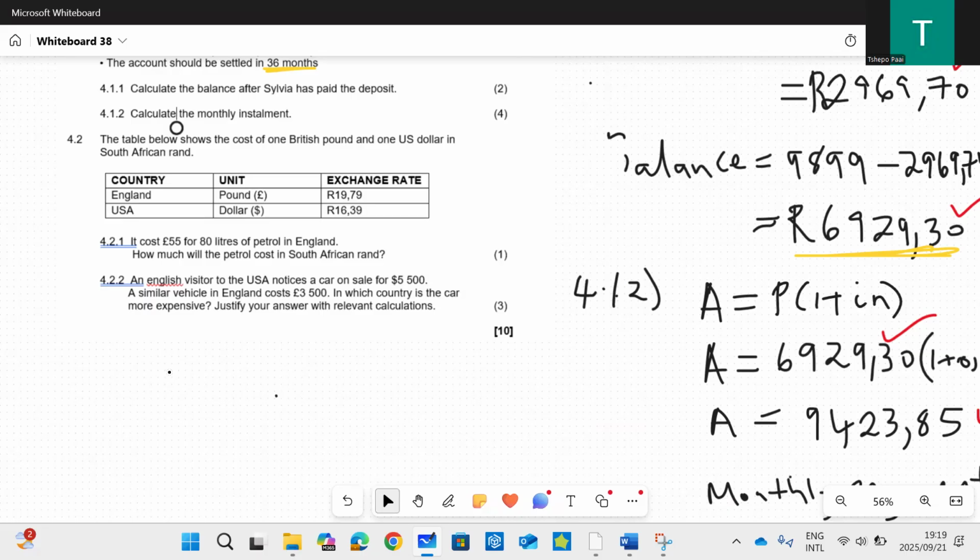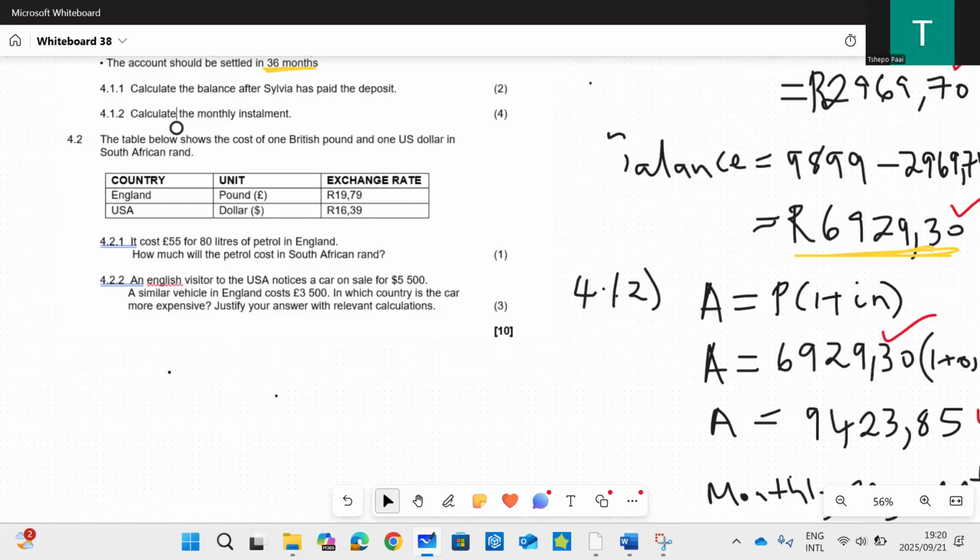Remember, here they are saying in the table, the first column is where you have your country, England, USA. The second column, the unit. Obviously, for England, it's pound. For USA, it's dollar. Now, the exchange rate. So they are saying 1 pound is equivalent to 19 rand 79 cents, and $1 is equivalent to 16 rand 39 cents. Now, let's look at question 4.2.1.